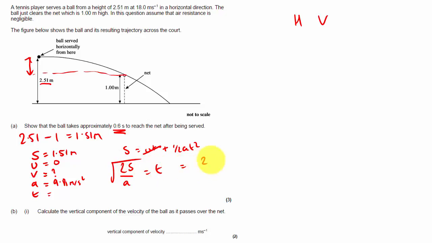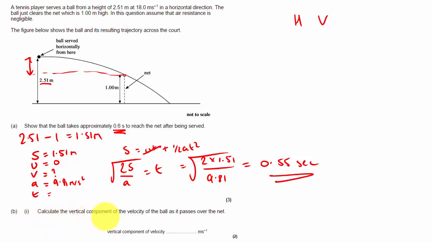Subbing the numbers in becomes 2 times 1.51 divided by 9.81, and take the root of that, gives me a value of 0.55 seconds. I'm not sure, on the mark scheme they said 0.56, but maybe it's because I'm going to an extra decimal place here, I'm getting 0.55. But the mark scheme does allow it, so that's acceptable.